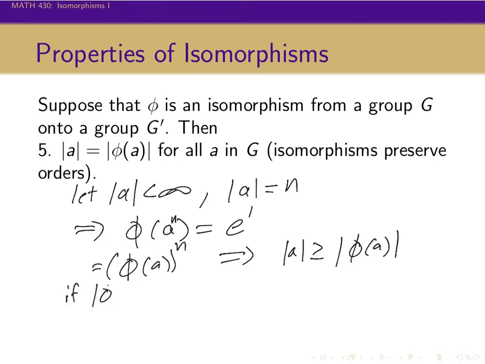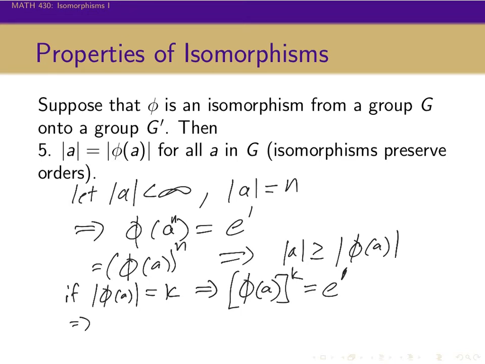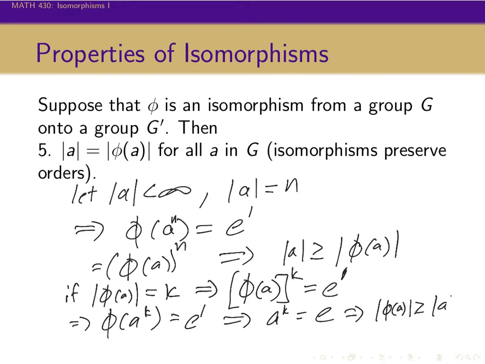Now going the other direction, let's let the order of phi of a equal k. And so that means that phi of a raised to the k is equal to the identity in G prime, which means that phi of a to the k, we can pull the power to the inside, is equal to e prime, and this means that a to the k is equal to the identity in G, and this gives us that the order of phi of a is greater than or equal to the order of a. And then since the orders are both greater than or equal to the other one, the only possibility is that they're equal. So the orders are equal.